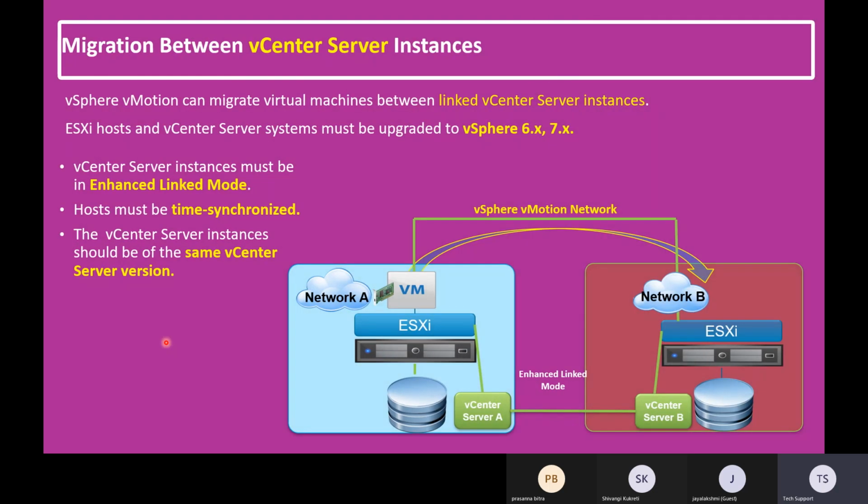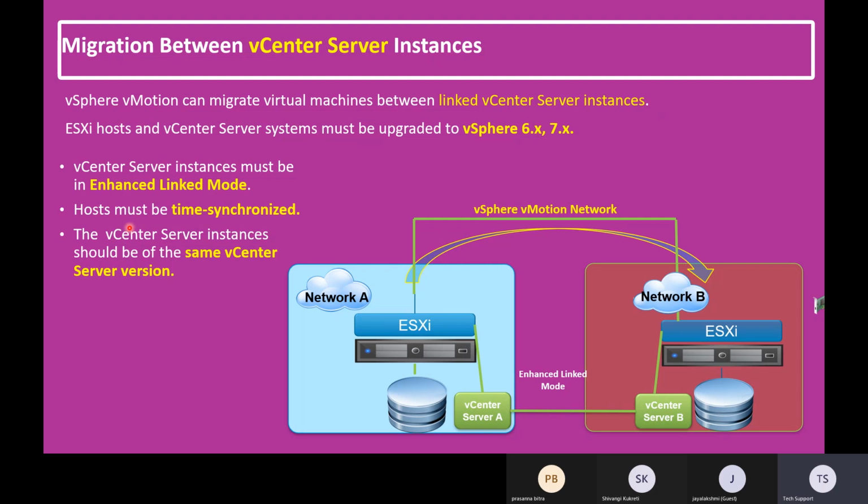So this is the migration between vCenter Server instances. Let's say our vCenter here is migrating a VM from source vCenter to destination vCenter. The entire concept is the same, but the only new feature required is Enhanced Linked Mode. If you configure Enhanced Linked Mode, the same vMotion can be performed from one vCenter to another vCenter. When you enable Enhanced Linked Mode, our VM will start migrating from the source vCenter to the destination host. So this is about the migration concepts.